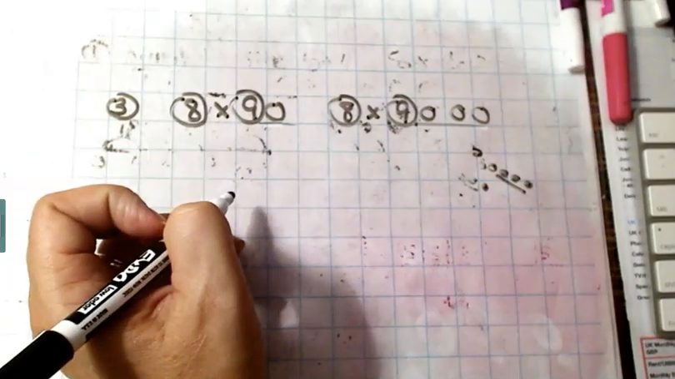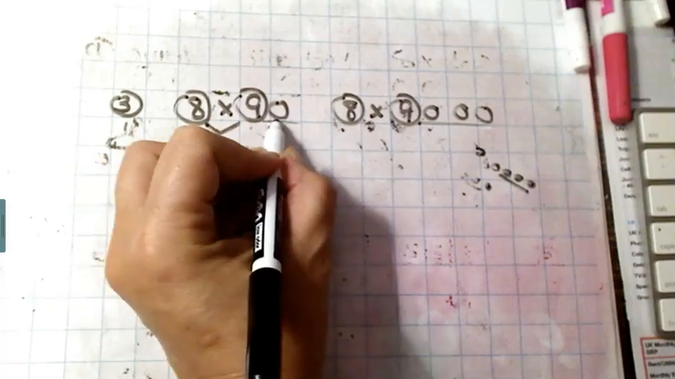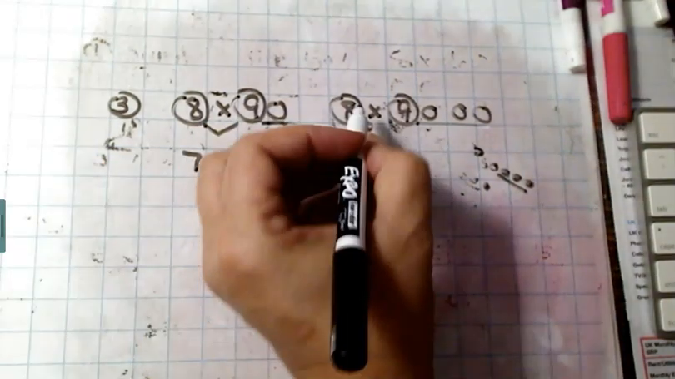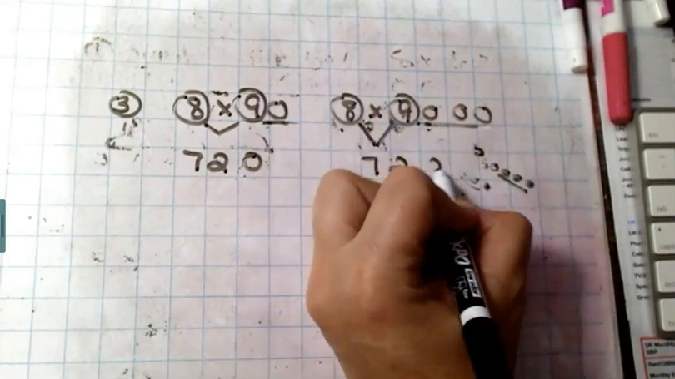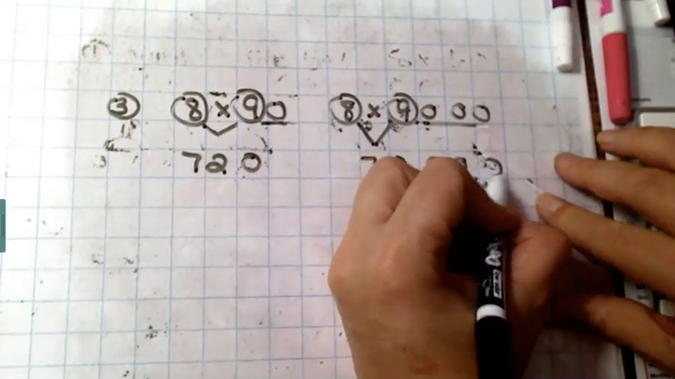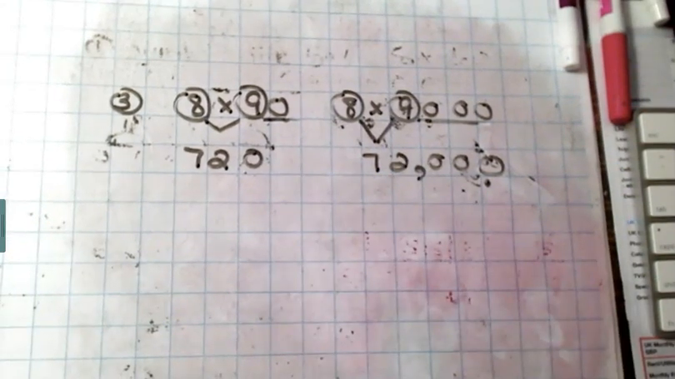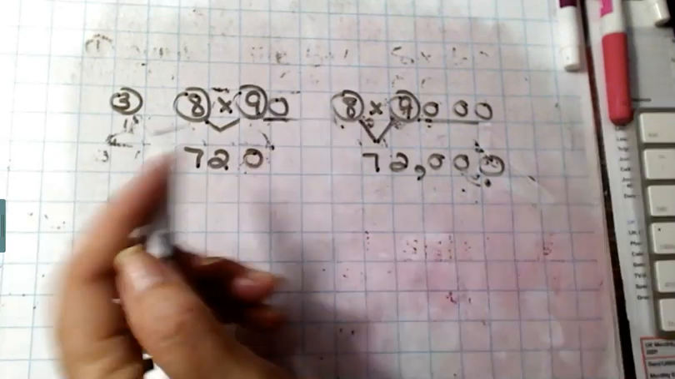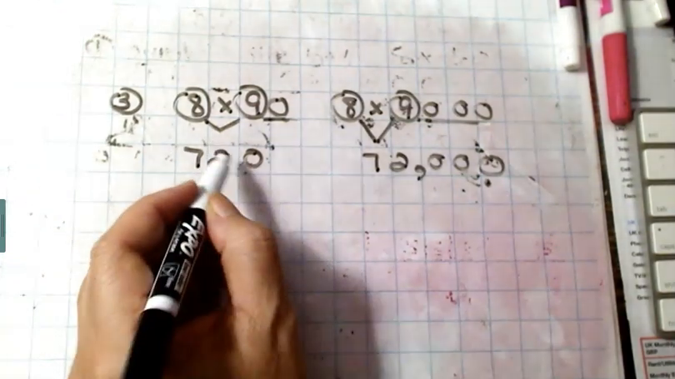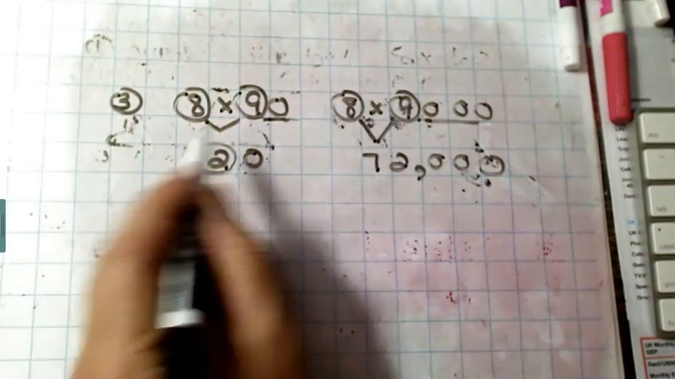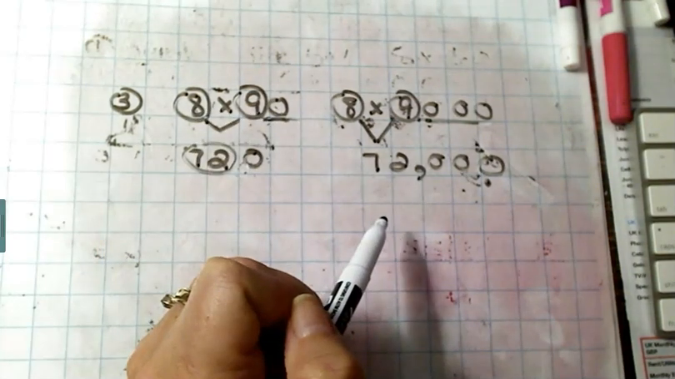So what is 8 groups of 9? 8 groups of 9 is 72. How many zeros do I add? 1. Then 8 groups of 9, 72. How many zeros do I add? 3. And you notice I don't add my commas until the very end. Makes it a little bit easier. So what do you notice? Well, my key factors were the same, and they both multiplied into being 72. But however many zeros were at the end of either factor got added to the end.